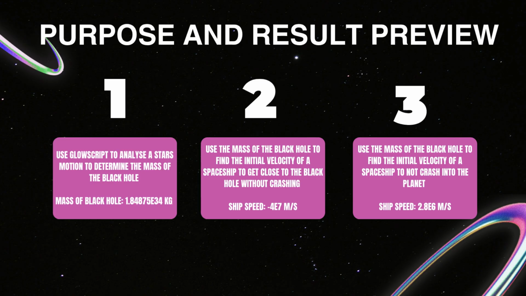The first purpose was to use GlowScript to analyze a star's motion to determine the mass of the black hole, and the mass of the black hole ended up being approximately 1.85 kilograms. The second purpose of this lab was to use the mass of the black hole to find the initial velocity of a spaceship to get close to the black hole without crashing, and the ship speed ended up being, as you can see down below.